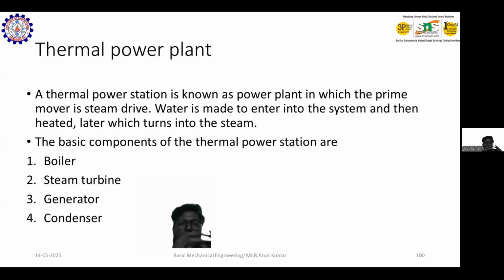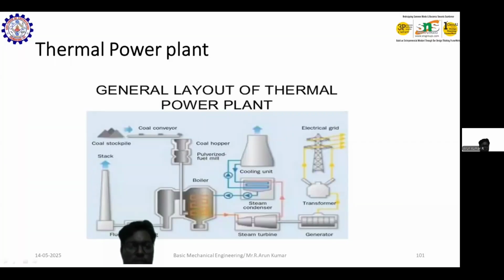This is how the thermal power plant works. These are the basic components used in the thermal power plant. We have already seen the basic components, and here is a simple, understandable layout for the thermal power plant.